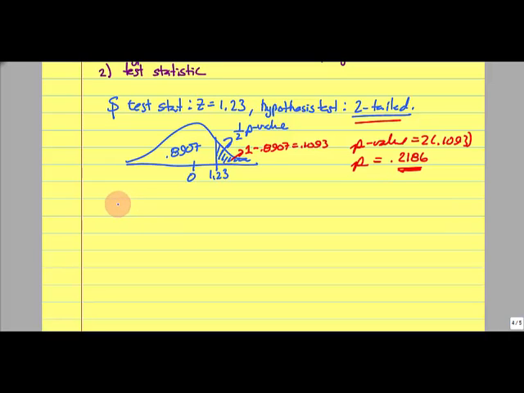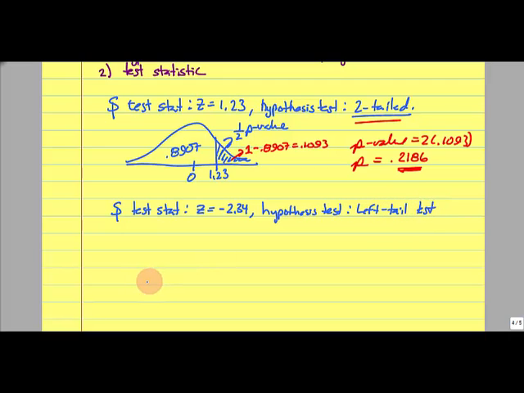Okay, let's go ahead and look at another example. So let's suppose we have a test statistic. And my test statistic here is negative 2.34. And our hypothesis test is going to be a single tail test. And in this case, let's go ahead and say it's a left tail test.